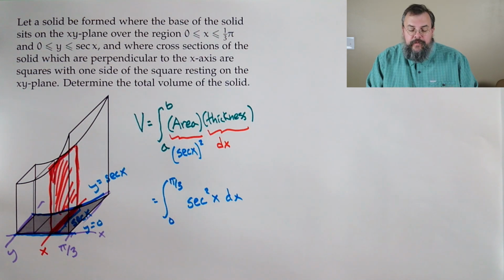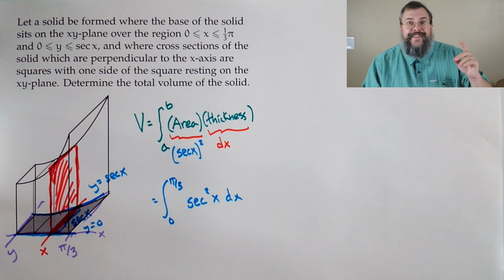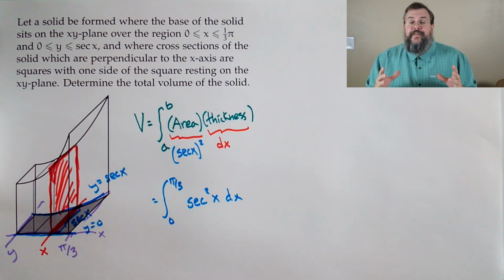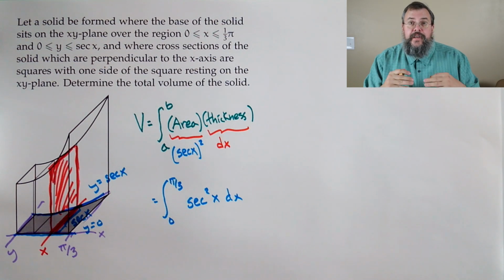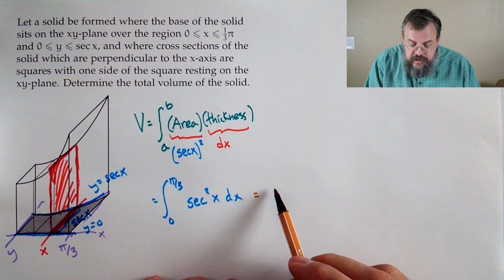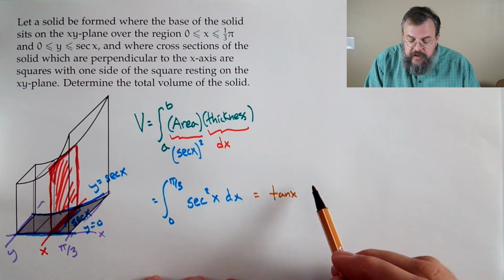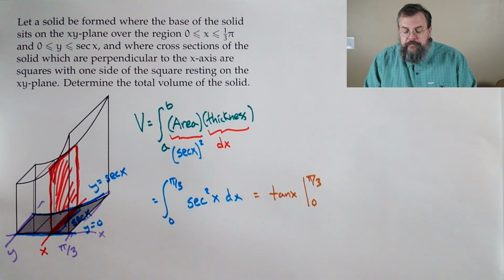Now ready to go. So we ask ourselves the question, do we know how to integrate secant squared? And the answer is, this is a great one, because secant squared isn't just any function to integrate. It's one of our really basic functions that we have memorized. I would say it definitely makes the top 10 of things we should know. So the integral of secant squared, or if you like the antiderivative of secant squared, is tangent. So this is tangent of x evaluated from 0 up to pi over 3.